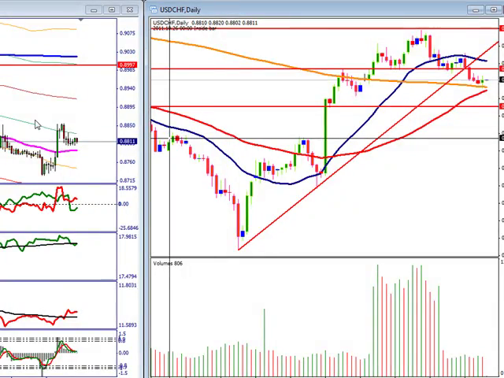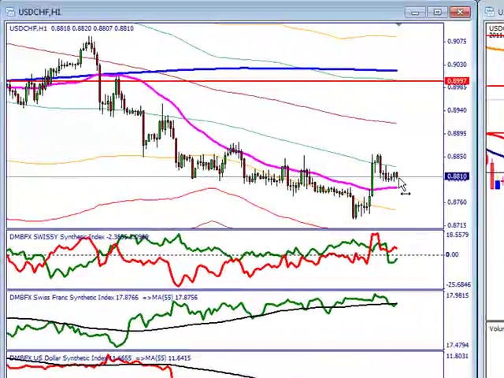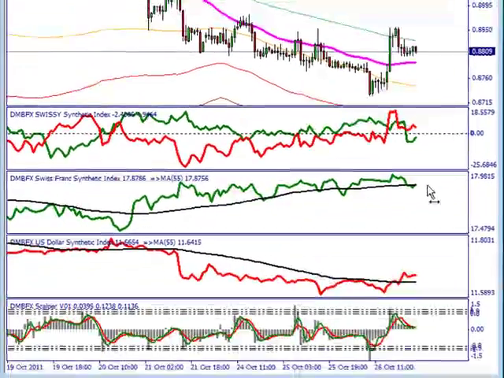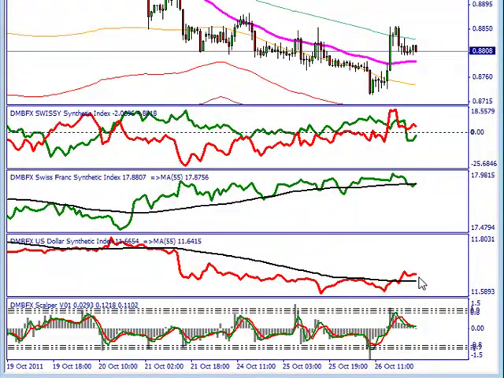But overall, we can see we're below our long-term moving average. We're ever so slightly in a buy zone. The dollar is in control, which would allow this to move higher. But we can see the nice uptrend here on the franc and just a recent up move here on the dollar. And once again, we are in neutral.